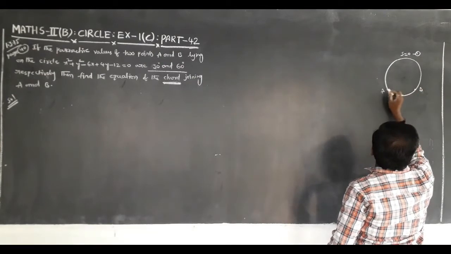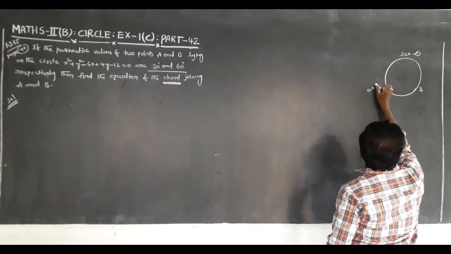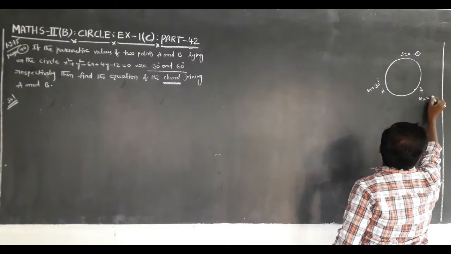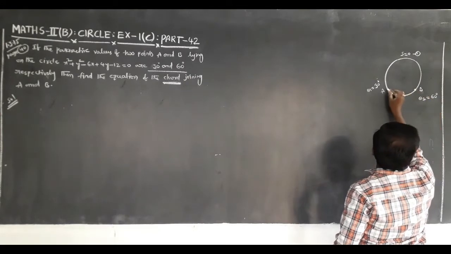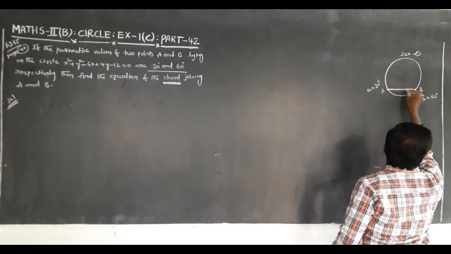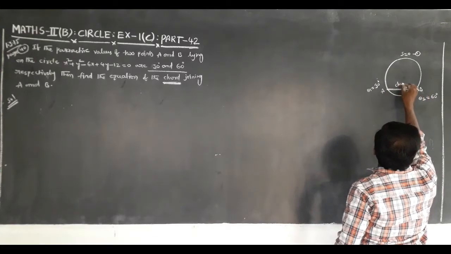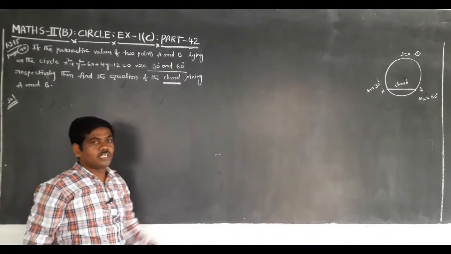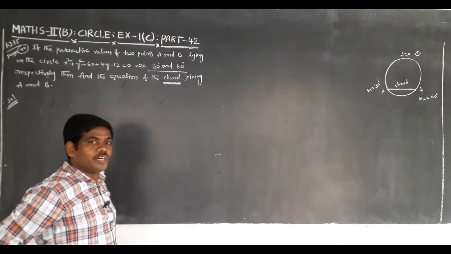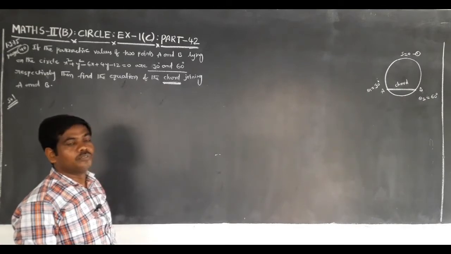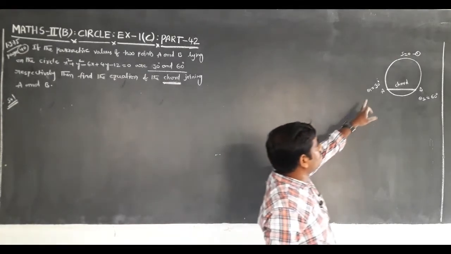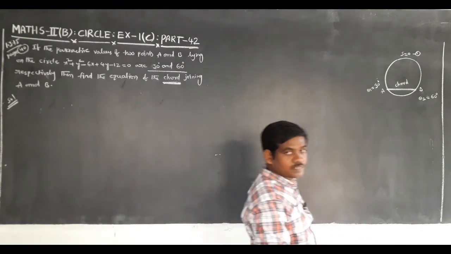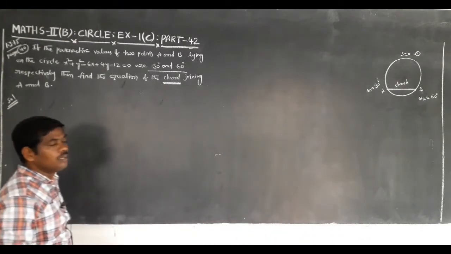Here A point theta 1 is equal to 30 degrees. B point theta 2 is equal to 60 degrees. Here the line joining A and B, AB is the chord. Here we find the equation of the chord joining the points 30 degrees and 60 degrees, where theta 1 is equal to 30 degrees and theta 2 is equal to 60 degrees.